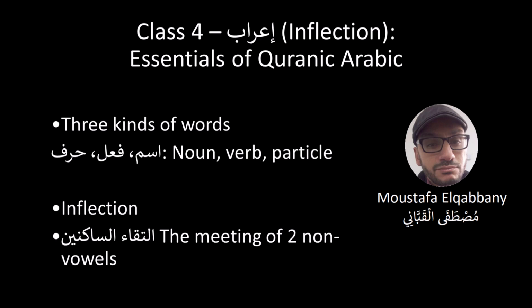So what we're going to talk about next class, inshallah, is what are the alamat, the signs or sufficient conditions of something being an ism. So we'll stop there and continue next class.